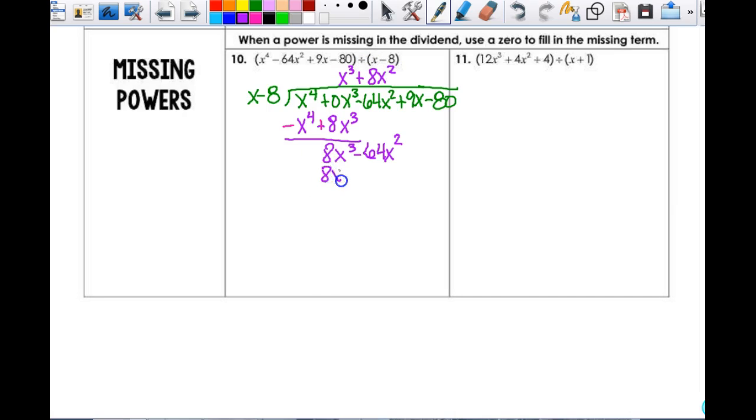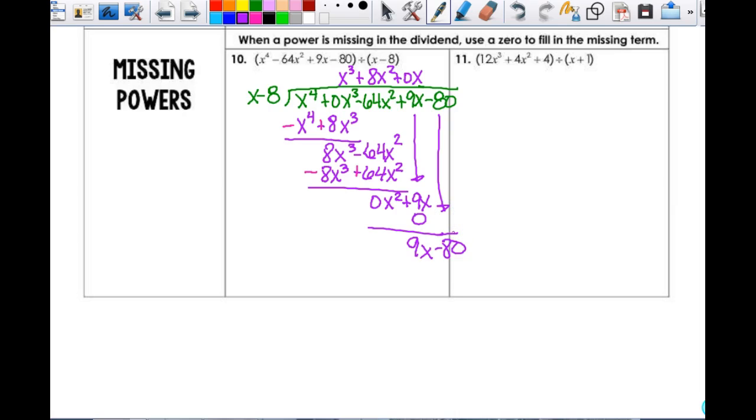So then this gives me 8x cubed minus 64x squared. I change the signs on each thing. So this first term zeroes out, which is what I expect. This term zeroes out, but I need to write 0x squared because I still have to have my placeholder, and then I get plus 9x. Now, how many times does x go into 0x squared? 0 times. So this is a plus 0x term right there. So then 0x times all that is just 0, obviously. So then this gives me 9x, and I bring down my negative 80.